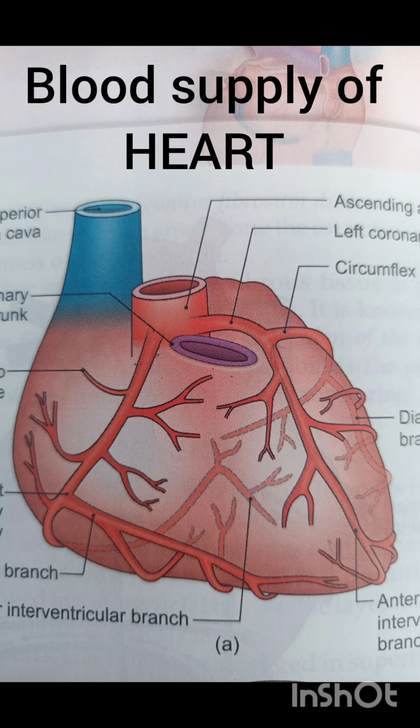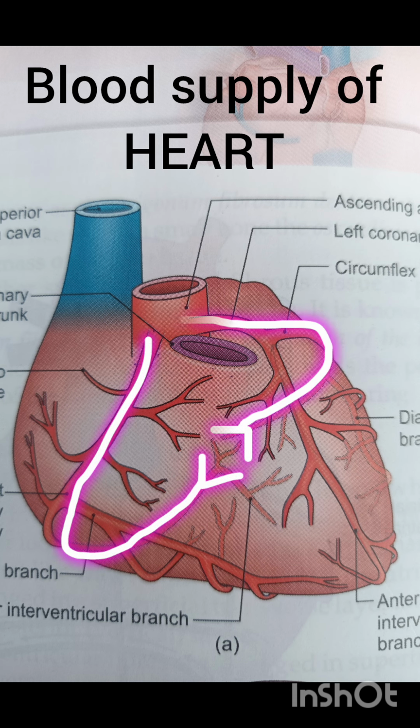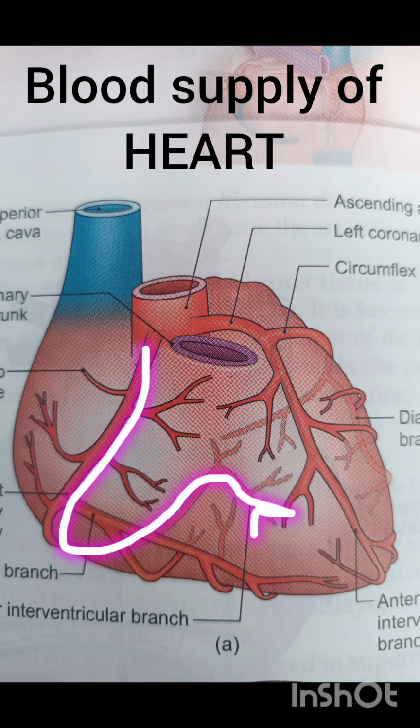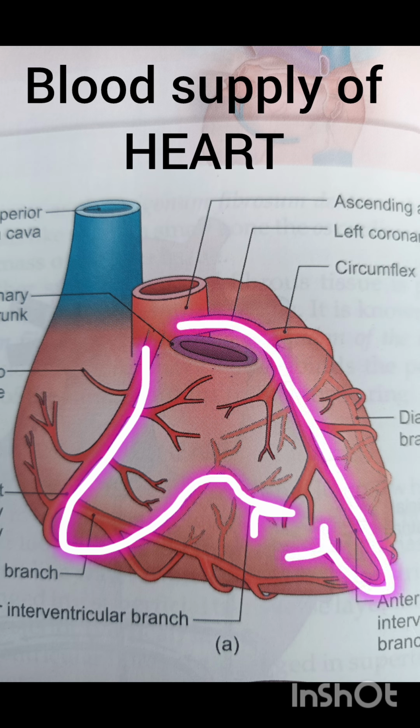So, a quick recap: we have seen two major anastomoses. One, the right coronary artery continuing and the circumflex branch of the left coronary artery. Here there is an anastomosis. Then the anastomosis of the posterior interventricular branch and the anterior interventricular branch meeting posteriorly.